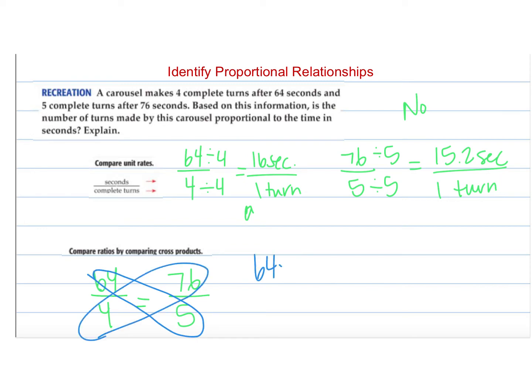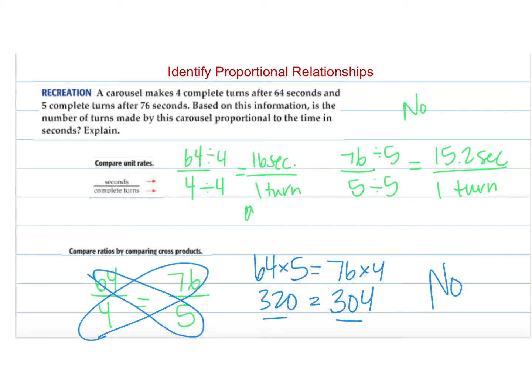So 64 times 5, 76 times 4. So 64 times 5 is 320, and 76 times 4 is 304. So no, they are not proportional because these two numbers do not equal each other.